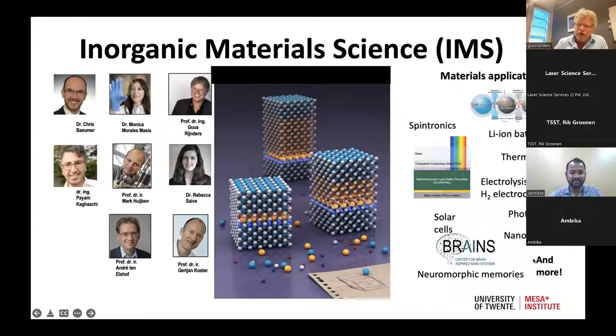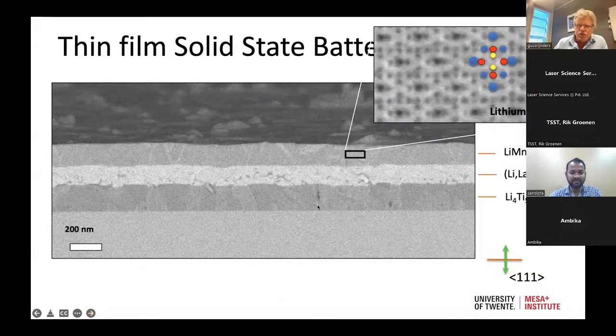What you can see from this slide already is that we focus on a lot of applications, whether it is spintronics, batteries, thermoelectrics, catalysis, photonics, nanoelectronics, neuromorphic memories, and many more. I started around 30 years ago on high-TC superconductors, trying to make superconducting thin films and devices, and later moved to 2DEGs in LAO-STO and multiferroic materials, magnetic materials, ferroelectric materials. The PLD technique is now being used for a lot of studies for very different applications. Let's see, I have to click here. And just to show you a few examples.